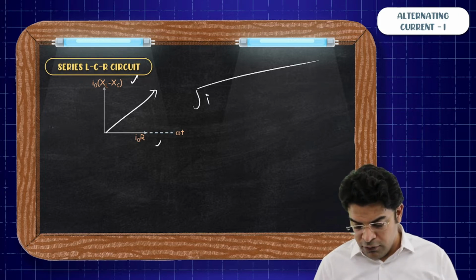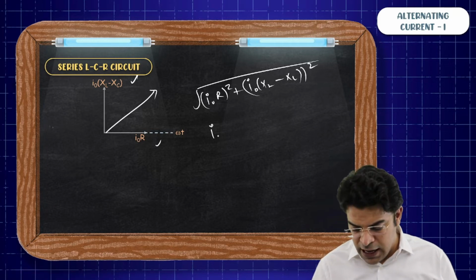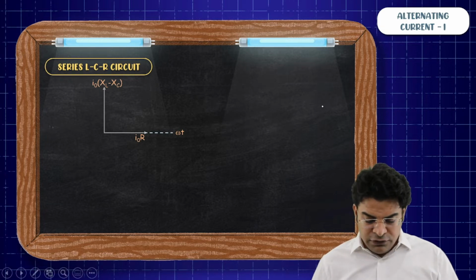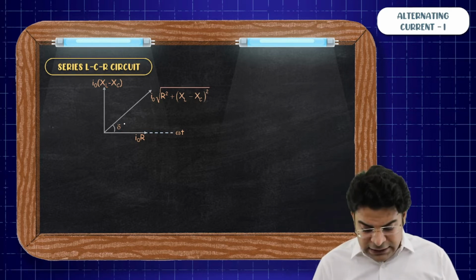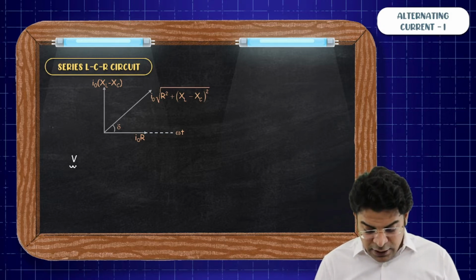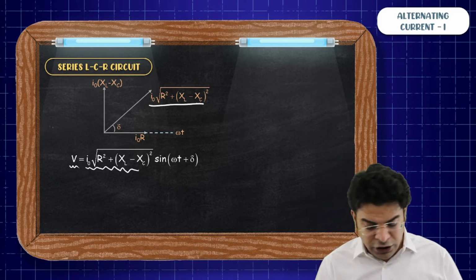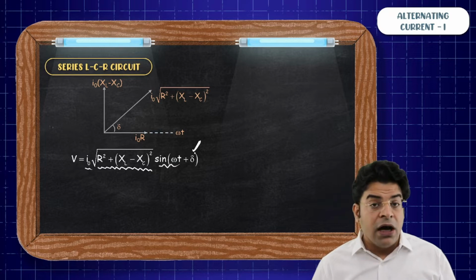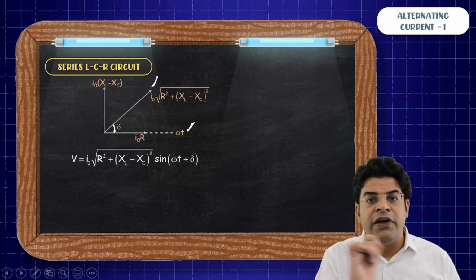That will be the square root of (I naught R) whole squared plus (I naught times (XL minus XC)) whole squared. So from here you can take I naught outside. So you get I naught times the square root of R squared plus (XL minus XC) whole squared. And let's say this makes some angle delta. So the effective potential drop across the three can be written as I naught into the square root of R squared plus (XL minus XC) whole squared, sine(omega t plus delta). Why? Because the resultant of the potential came out to be at some angle with the phase of current.